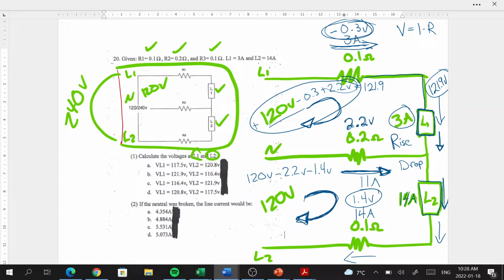Okay? So if we calculate that, 120 minus 2.2 minus 1.4, it's going to give us 116.4 volts. And the reason these voltages are so different, 121.9 volts and 116.4, is again because this circuit here is very imbalanced. So the answer is going to be load 1 has 121.9 volts, load 2 has 116.4. It's going to be B.